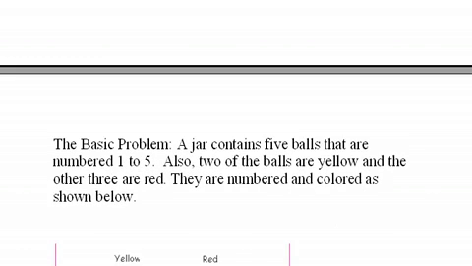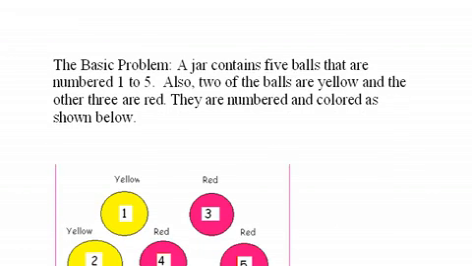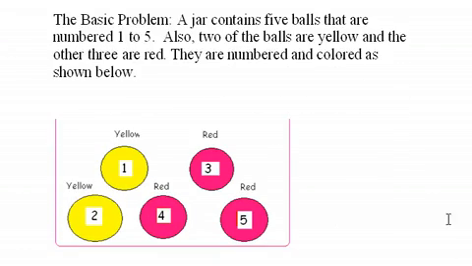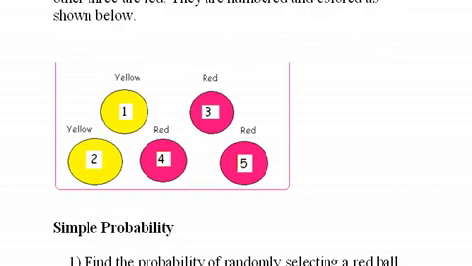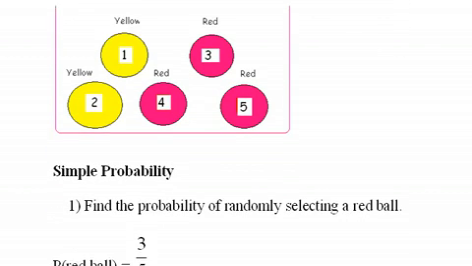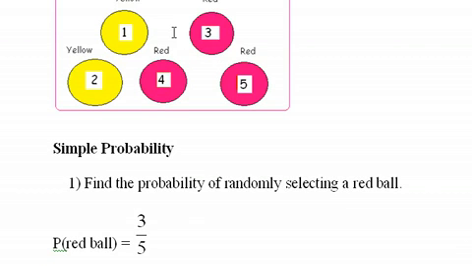Here's our basic problem that we're going to use. A jar contains 5 balls that are numbered 1 to 5. Also, 2 of the balls are yellow and the other 3 are red. They are numbered and colored as shown below. So we have these 5 balls, and what we're going to do is randomly select balls out of that jar. Find the probability of randomly selecting a red ball.